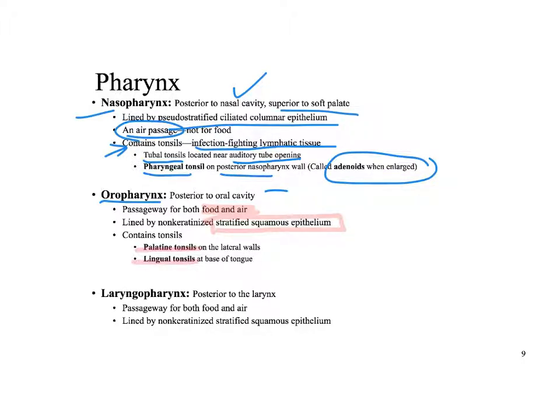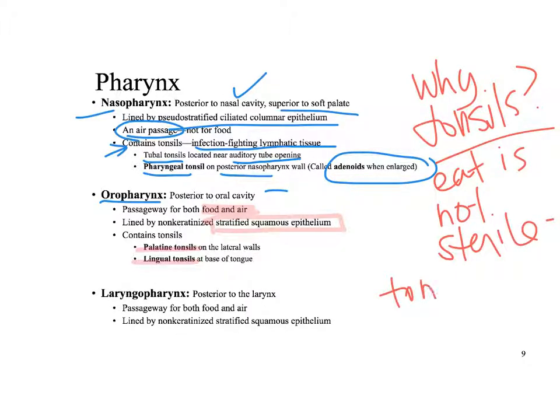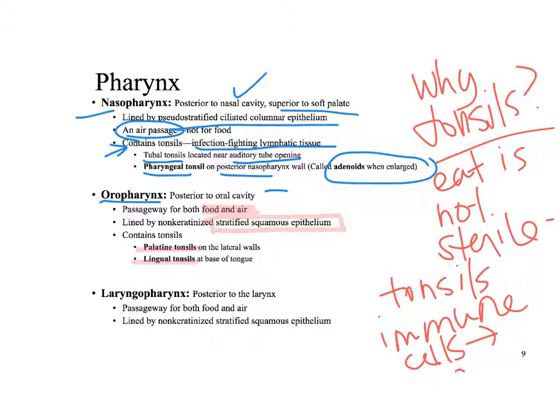Now why are tonsils important? What we eat is not sterile. The tonsils have immune cells, lots of white blood cells in there, and they're going to destroy pathogens that come in. So it makes sense.